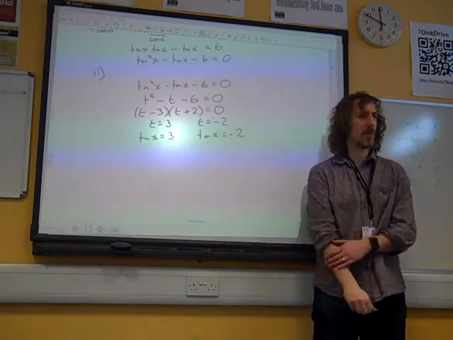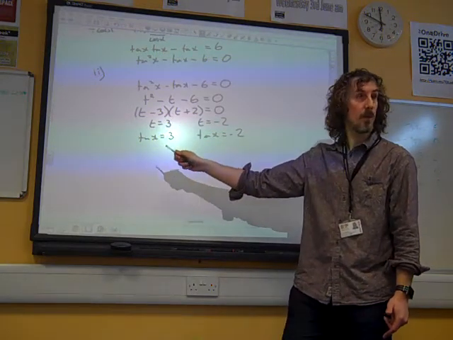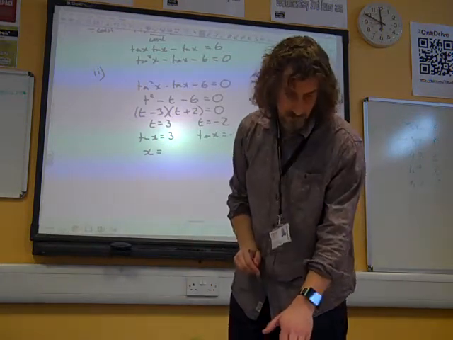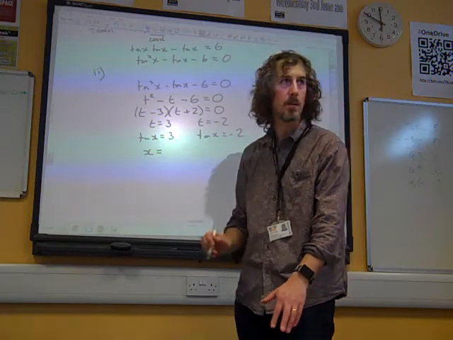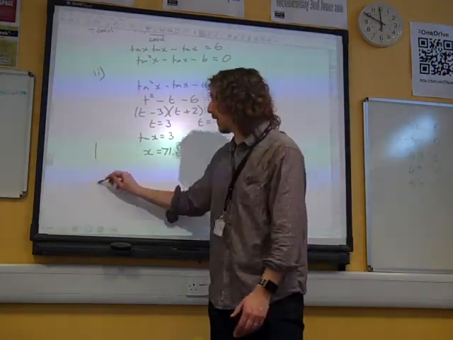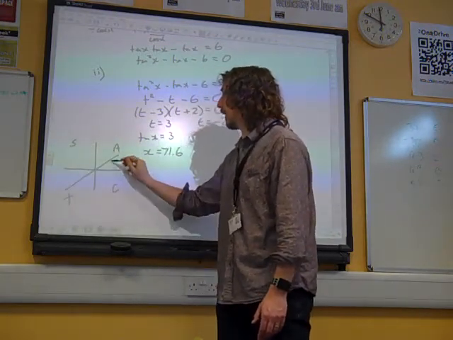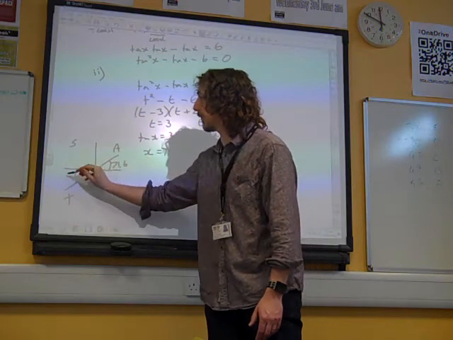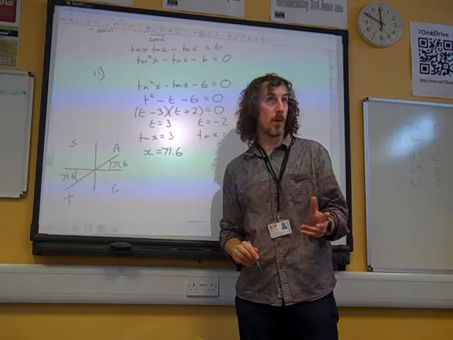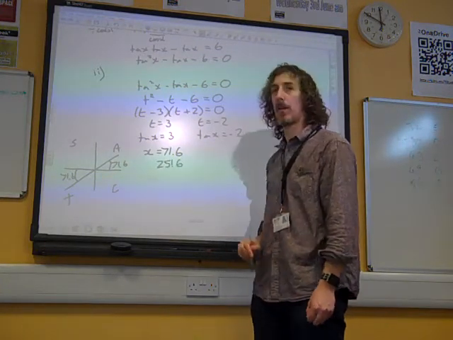And for some reason there are a few people who did this bit really well. So inverse of tan, can I remember what they were? The inverse tan of 3 was 71.6. If you're doing the CAST diagram method, you then draw your little diagram, that's 71.6 there, so that's 71.6 there. So it's 180 plus 71.6, which is 251.6. So that's our other value.